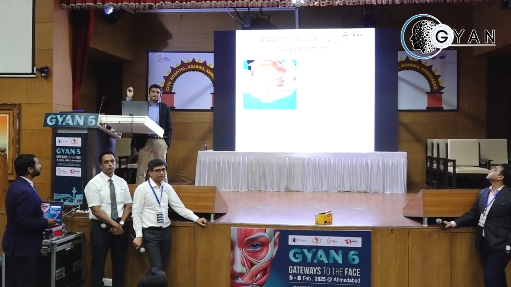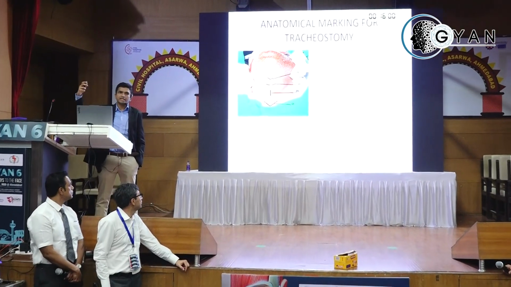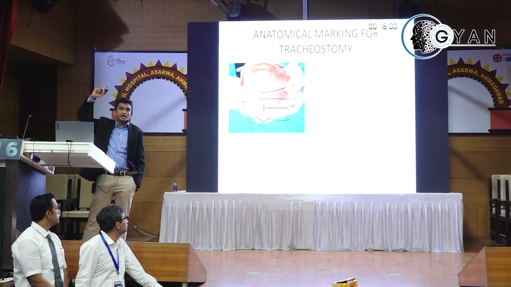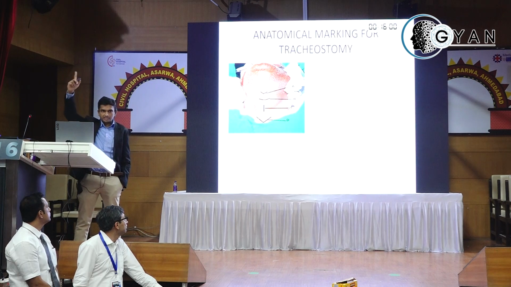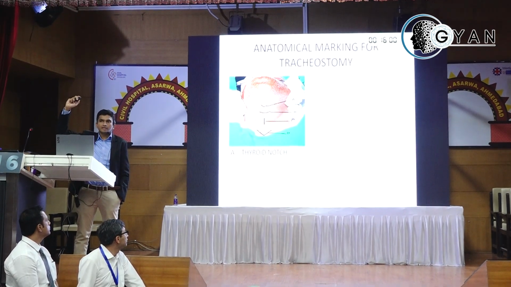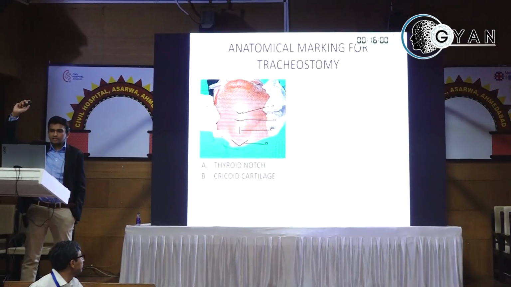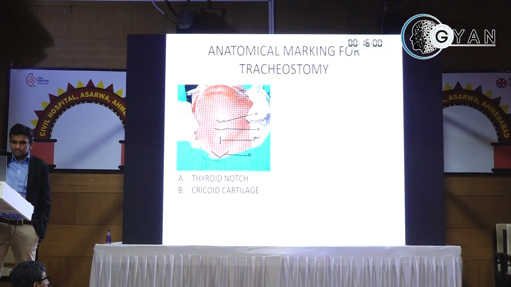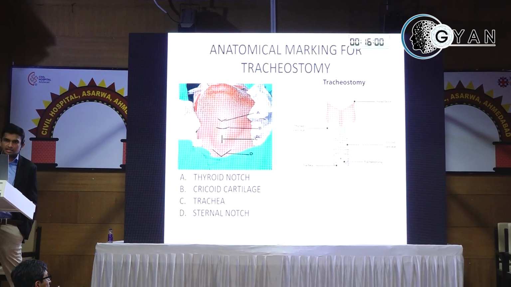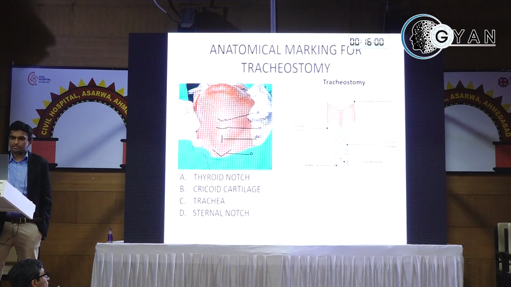Now, anatomical landmarks for tracheostomy, A, B, C, D, quickly. You can just answer, anyone. A is the thyroid notch, yes. Then B is the cricoid, yes. And then C is the trachea. Yes, trachea. And D is the suprasternal notch. Excellent. So these are the markings for tracheostomy.